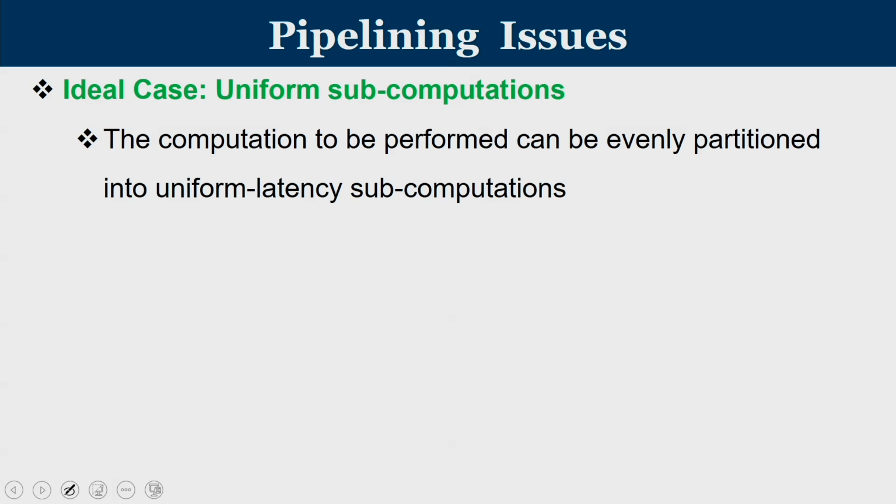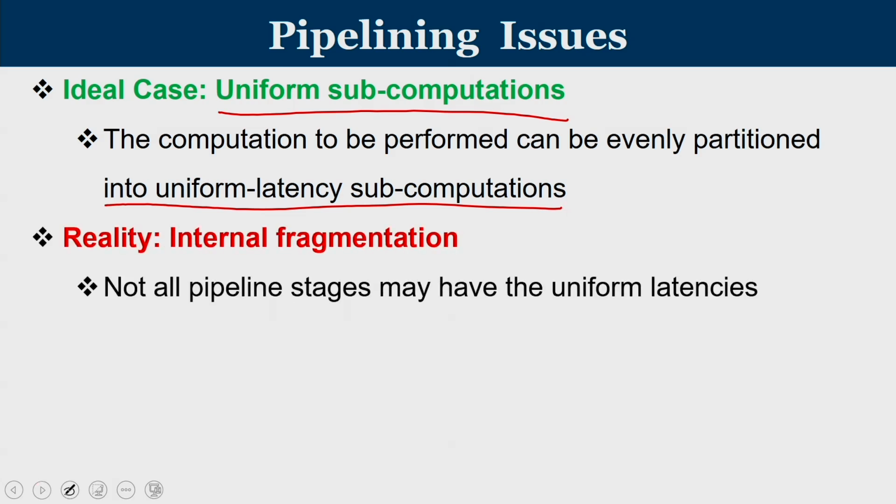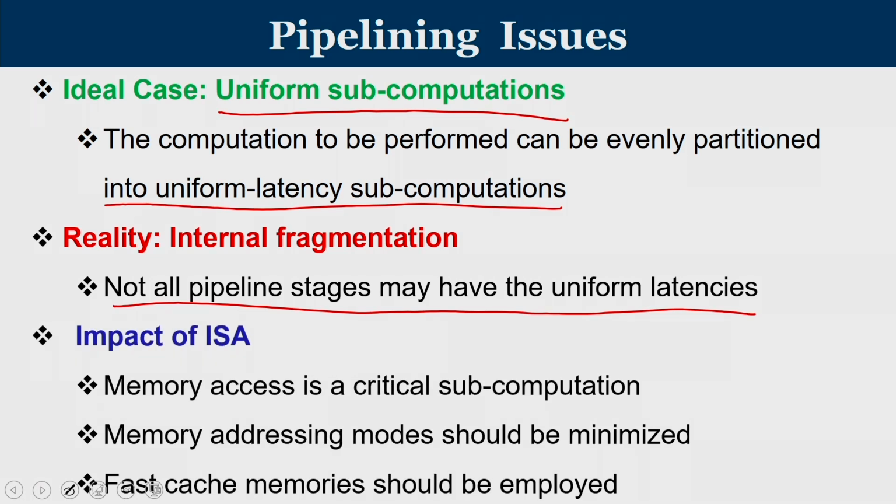Coming to pipeline issues, in the ideal case we feel that there is uniform subcomputation, that the computation to be performed can be evenly partitioned into uniform latency subcomputations. We have seen 5 subcomputations that are associated with the execution, and our assumption was all these 5 are going to take the same amount of time. But in reality, we will have internal fragmentation. Not all pipeline stages may have uniform latency. So, how can you resolve it?